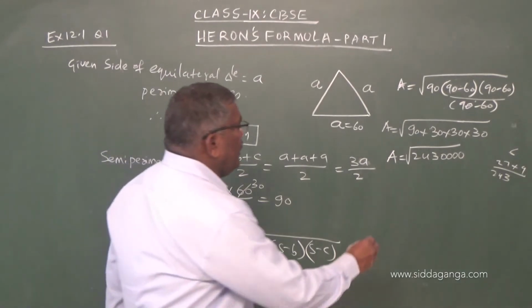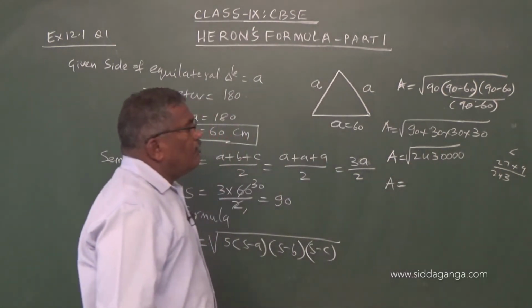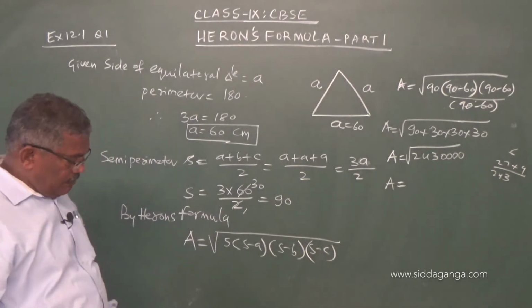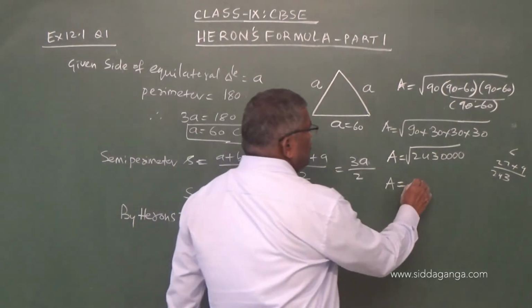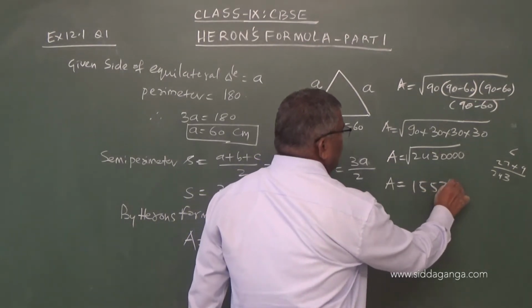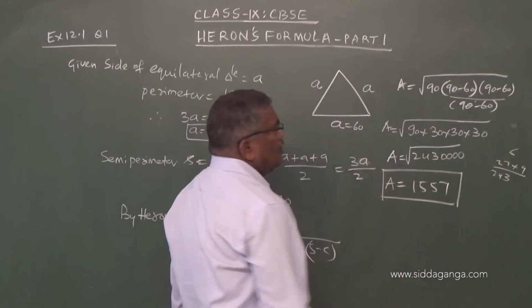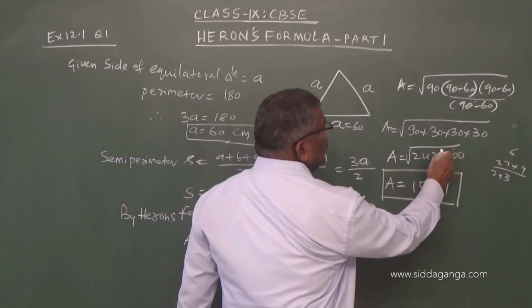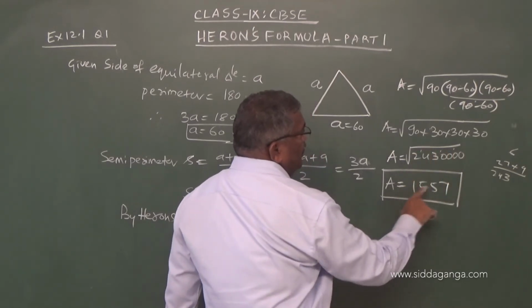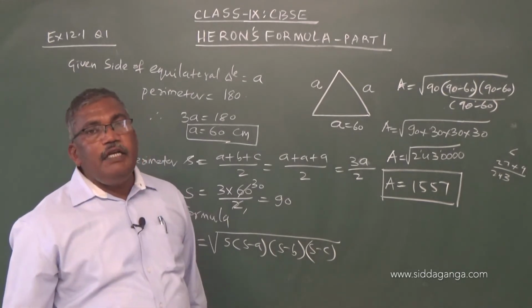So area will be equal to, you have to find the square root of this. You will get 1557. So how to group? You group this in 2, 2, 2 and find out the square root. You will get this answer, 1557.